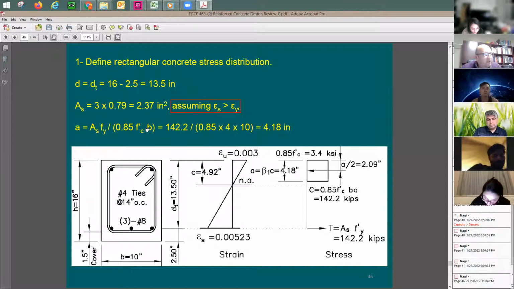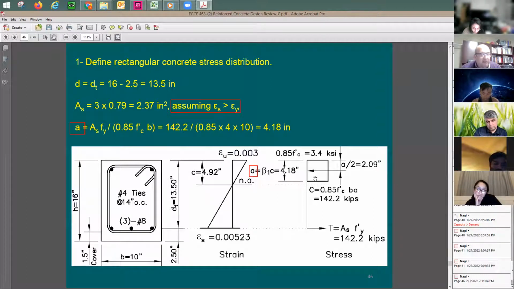So we set them equal to each other, and my only unknown here in this case is going to be a, which is the compression block depth. I set fy equal to 60,000 psi, which means 60 ksi. And this is how I came up with the tension force. This tension, As times fy, is a tension force of 142.2 kips. How this is calculated is by taking 2.37 multiplied by 60 ksi. With that, I have the compression block depth is going to be 4.18 inches. And here we go, now I have the compression block depth.